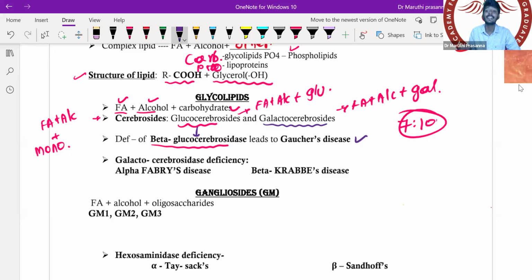Galactocerebrosidase has an alpha subtype and a beta subtype. Alpha deficiency causes a disease called Fabry's disease. Beta deficiency causes Krabbe's disease. So cerebrosides are fatty acid, alcohol plus a monosaccharide. In that we have glucocerebroside and galactocerebroside. Glucocerebroside metabolism impairment leads to Gaucher disease. Galactocerebrosidase deficiency leads to Fabry's and Krabbe's disease. Okay.